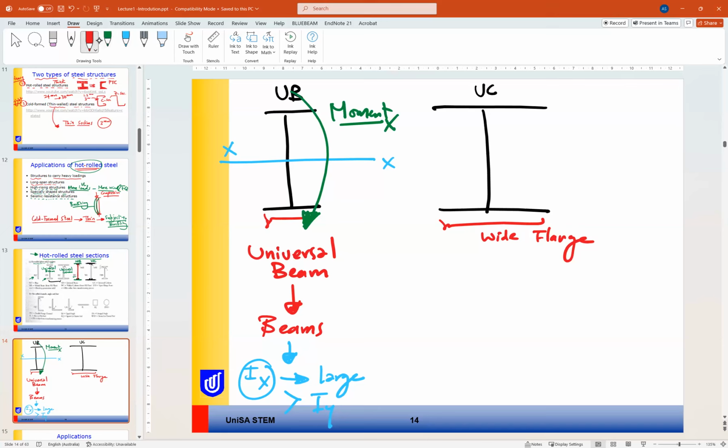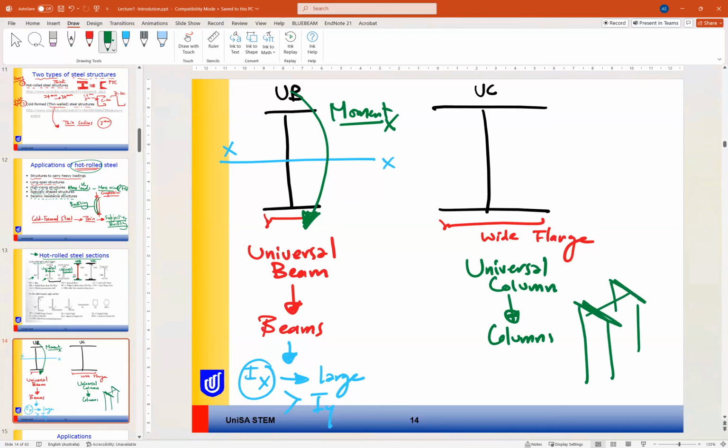But for universal column, it is mainly used for columns. For columns, the column may buckle in two directions, one in this direction or one in the other direction. So this and this, what we call LBX and LBY. So for columns, you need Ix and Iy to be close or comparable, so not a big difference between them.